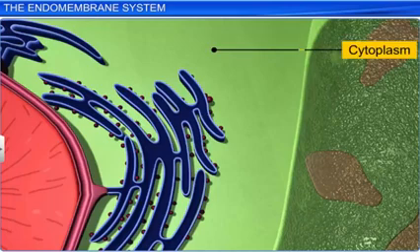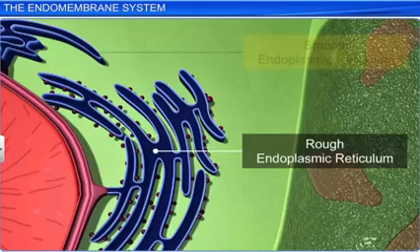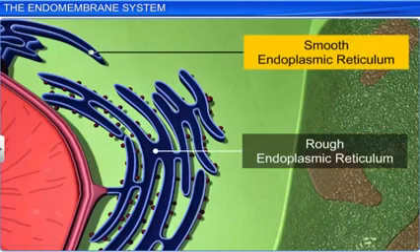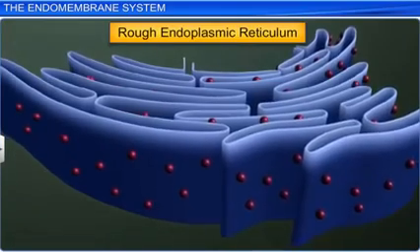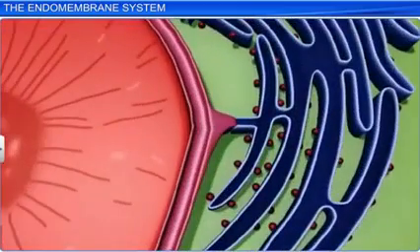There are two types of endoplasmic reticulum: rough endoplasmic reticulum, or RER, and smooth endoplasmic reticulum, or SER. The rough endoplasmic reticulum has ribosomes attached to its surface and is mainly found in cells actively involved in protein synthesis and secretion. They are continuous with the outer membrane of the nucleus.